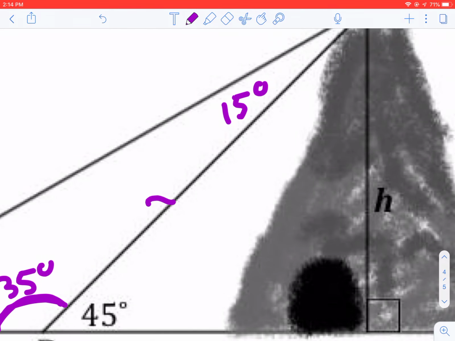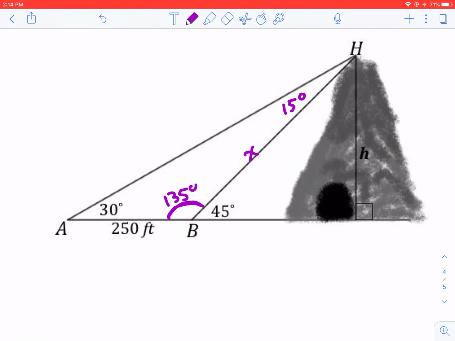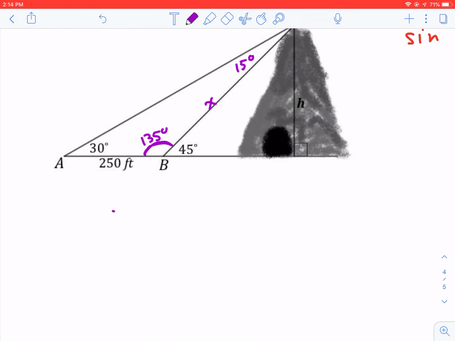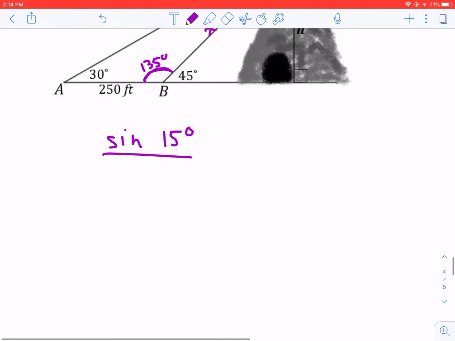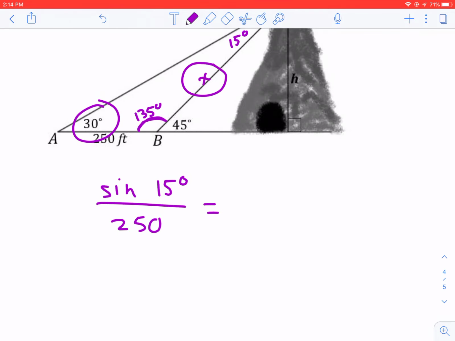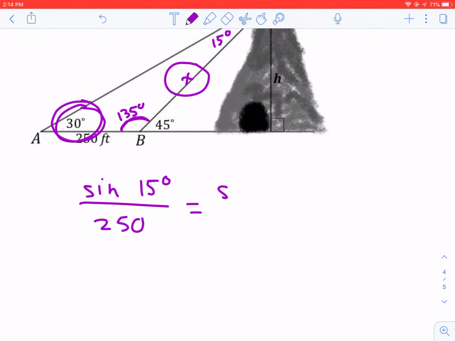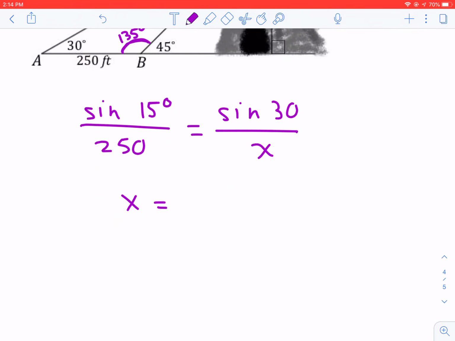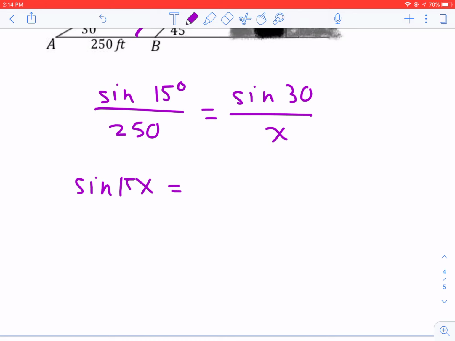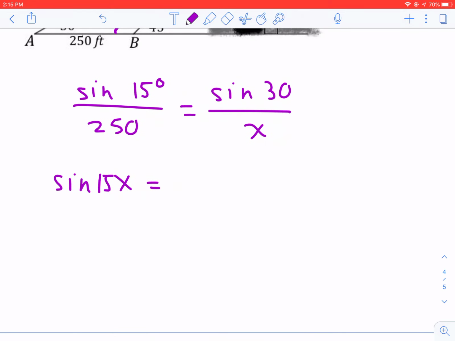And setting this up, I can say sine of 15 degrees, opposite of that is 250. So sine of 15 over 250 equals, I have x that's across the 30 degree angle, so sine of 30 over x. This will let me solve for x. Cross multiplying, sine of 15 times x equals, again, sine of 30 is a half, so a half of 250 is 125. X is 125 over sine of 15.